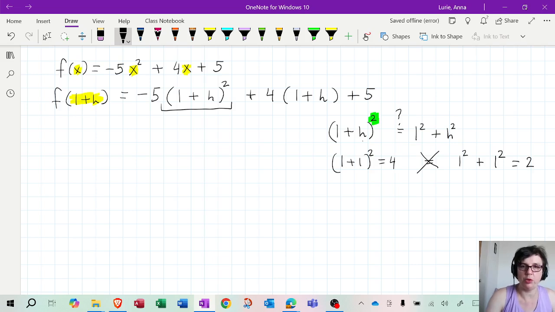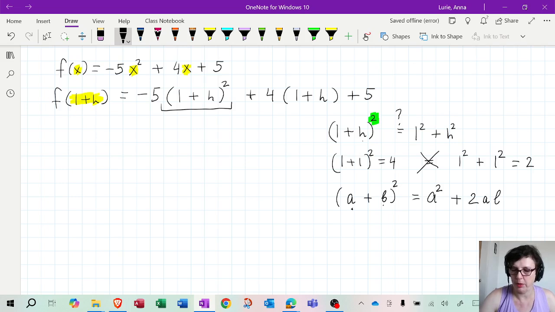So how am I supposed to expand 1 plus h squared if it's not 1 squared plus h squared? Well, there are a couple of ways you can do it. You could remember how to square a binomial. What that means is the first term is going to be the first term squared, so that would be a squared, plus an extra term that I did not include here, which is 2 times the first and the second term, so this is going to be 2ab, and then plus the square of the last term.